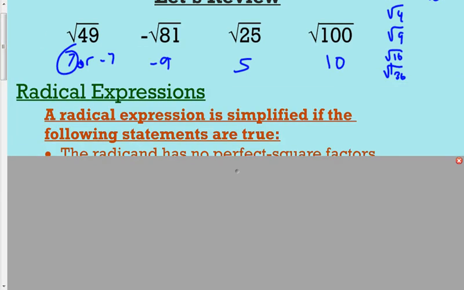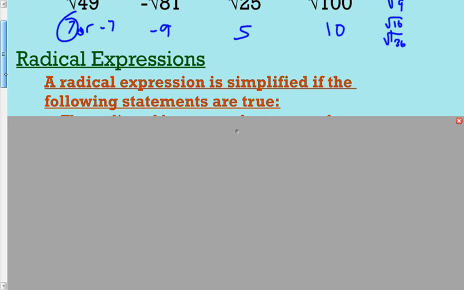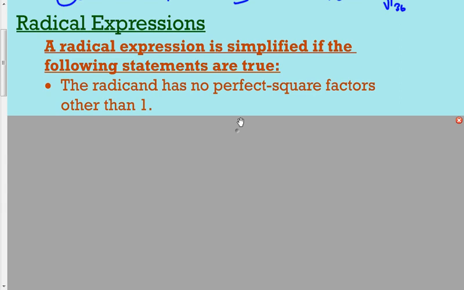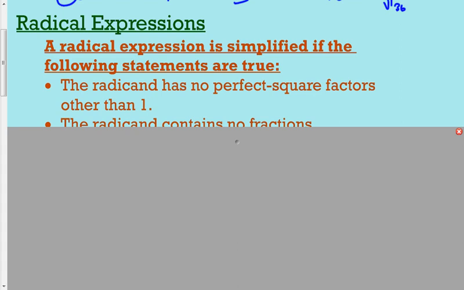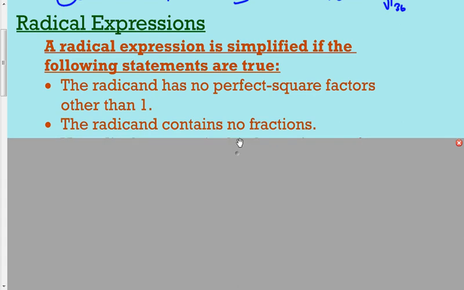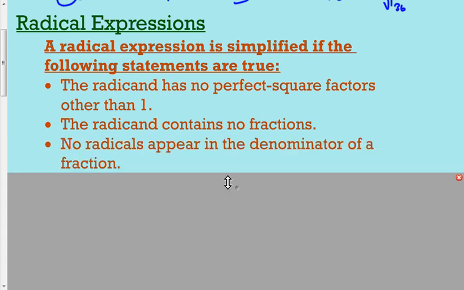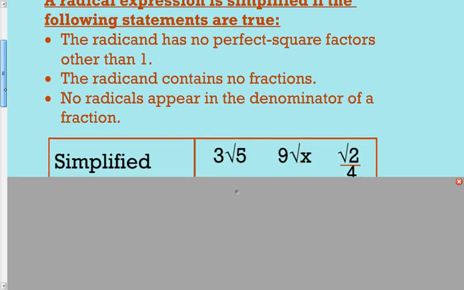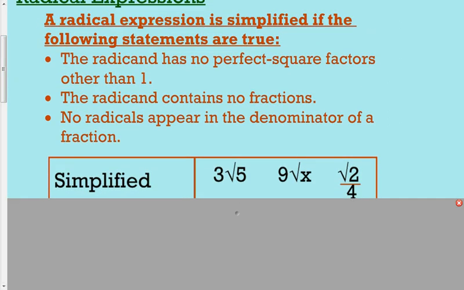But what we're going to do here is this. We're going to look at radical expressions and we're going to simplify them. A radical expression is simplified if the following statements are true. The radicand, that would be the thing underneath the radical, has no perfect square factors other than 1. There are no fractions, and no radicals appear in the denominator of a fraction. So, here are some examples of simplified radicals.